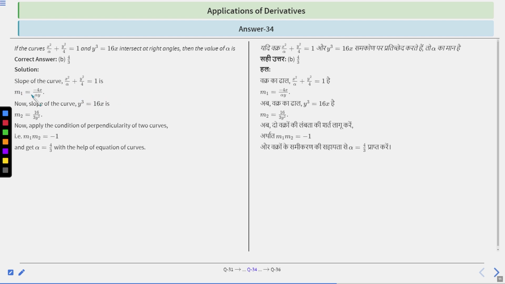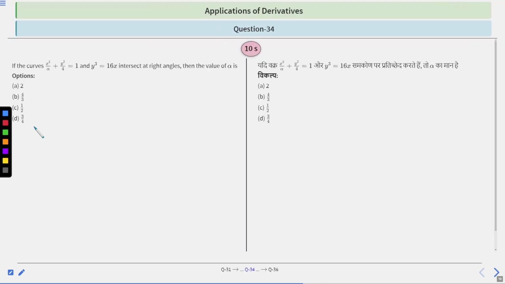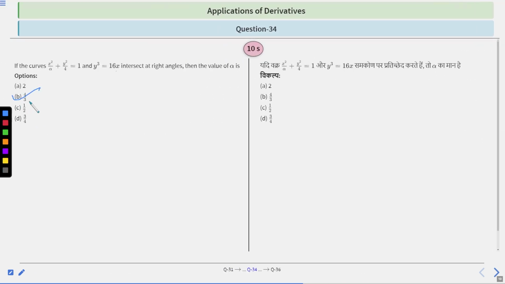Clear? You will do m1 m2 equal to minus 1, you can get in terms of x and y. And by using the equations of the two curves, you can easily calculate the value of alpha, which is equal to 4 by 3. Clear? Okay. So I think 4 by 3 is the right answer. Option B is the right choice. Got it?